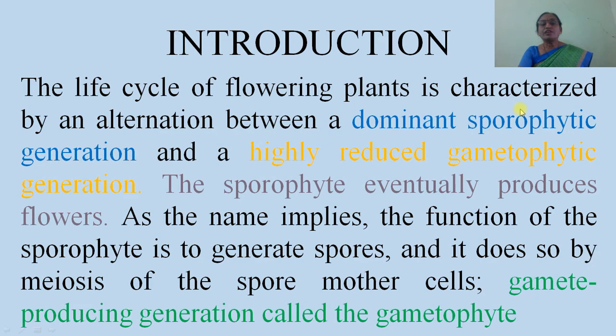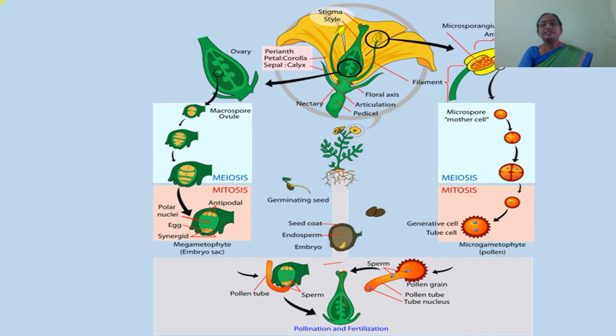The life cycle of flowering plant is characterized by an alternation between a dominant sporophytic generation and a highly reduced gametophytic generation. The sporophyte eventually produces flower. As the name implies, the function of sporophyte is to generate spores, and it does so by meiosis of the spore mother cell. The gamete producing generation is called gametophyte. This is a diagram showing the life cycle of flowering plant.